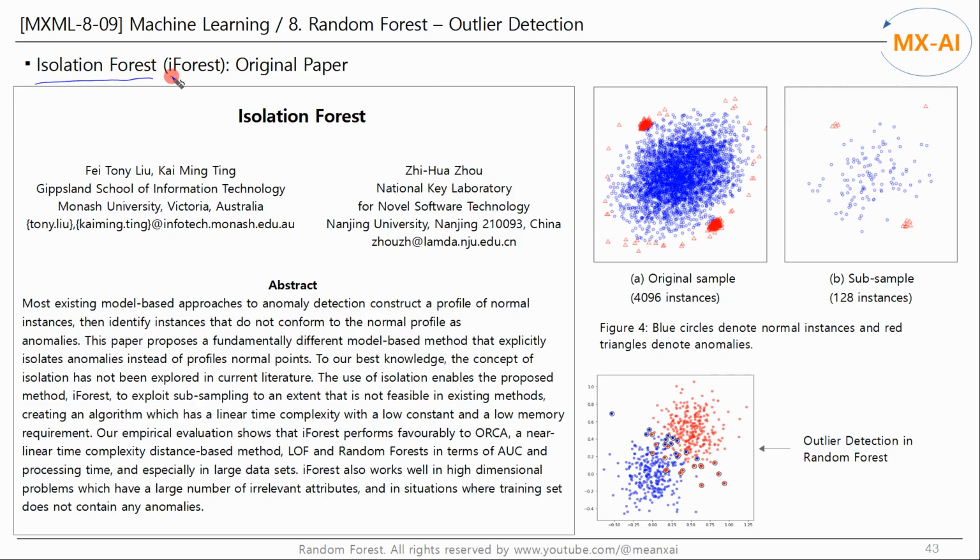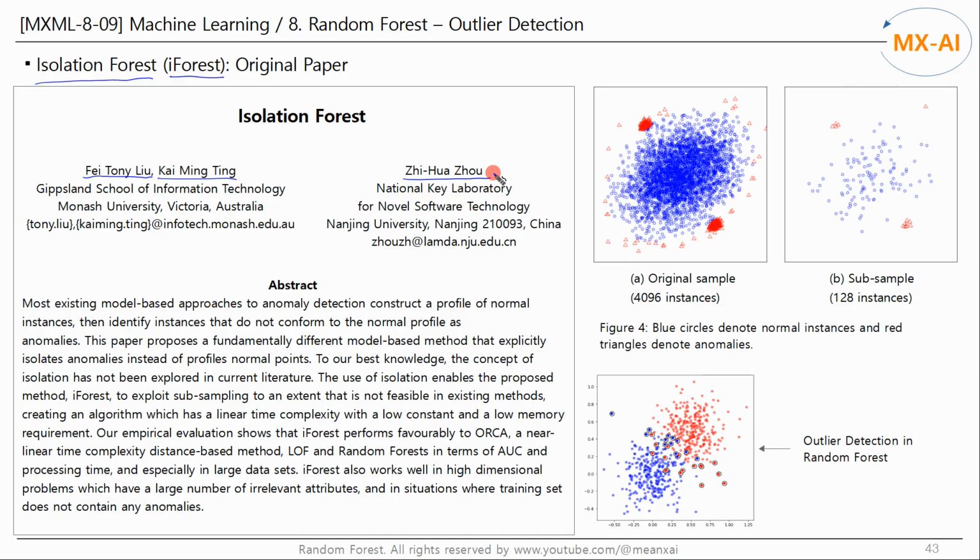IsolationForest, or iForest, is an unsupervised outlier detection algorithm proposed by Tony Liu and his colleagues in 2008. Like Random Forest, IsolationForest also uses an ensemble of trees. It performs both row sampling and feature sampling. However, unlike Random Forest, IsolationForest randomly samples the training data without replacement to create a small subset.